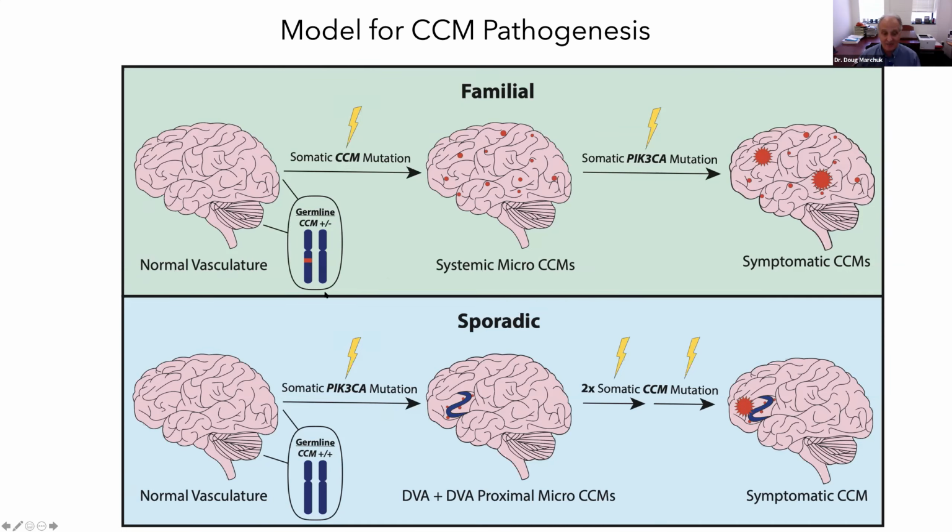Now, in a sporadic case, I won't get into the details because Mark talked about unpublished data, and Dan has some really good unpublished data to help us understand this. But we think a somatic PIK mutation may cause the propensity to get a CCM, perhaps by causing a DVA or something, and so the PIK mutation may come first, and then 2 somatic mutations.